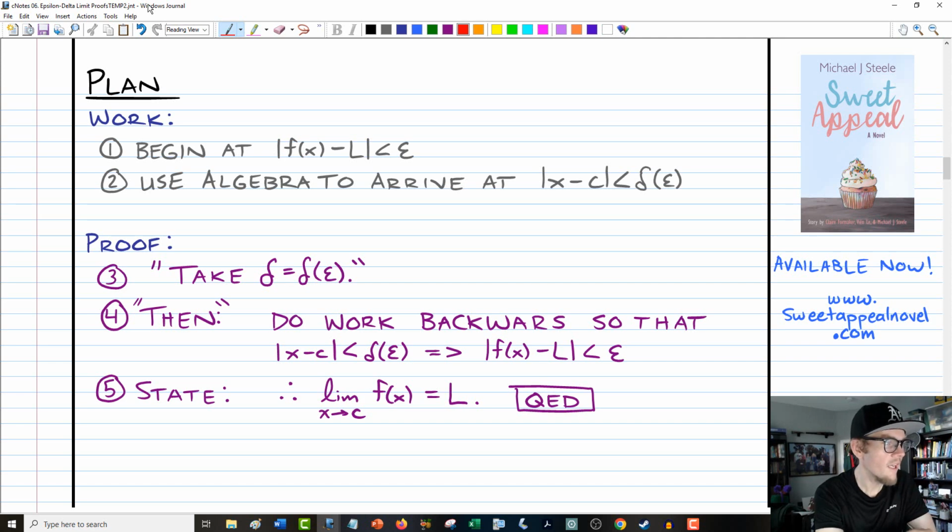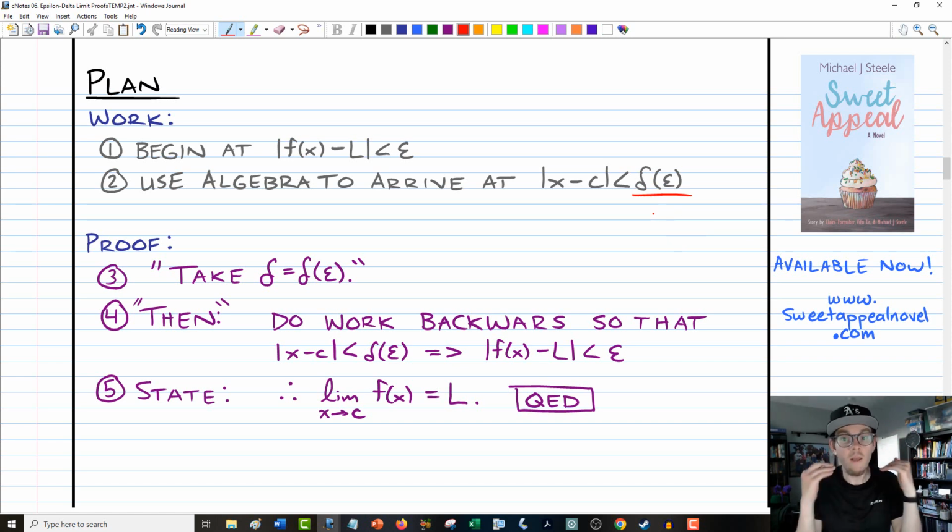So as it says, we begin with the work. By the way, it's in gray to illustrate that idea of scratch work or a rough draft of something. Basically, you begin by stating the conclusion that we want, which is that the absolute value of f of x minus L is less than epsilon. Then you use algebra to arrive at the absolute value of x minus c is less than delta, the ultimate result we're looking for. Once you've got that, this thing will be your friend. You have delta as a function of epsilon, which is exactly what you're looking for.